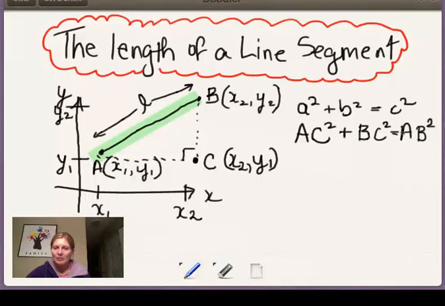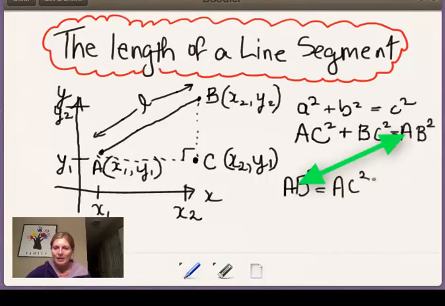And just for fun, I'm going to rearrange this equation. I'm going to do that down here. So I'm just going to put the hypotenuse first, because that's what we're looking for. So AB squared is equal to AC squared plus BC squared. Good. And instead of calling this AB squared, I've also labeled it L. So this is now also going to become L squared.